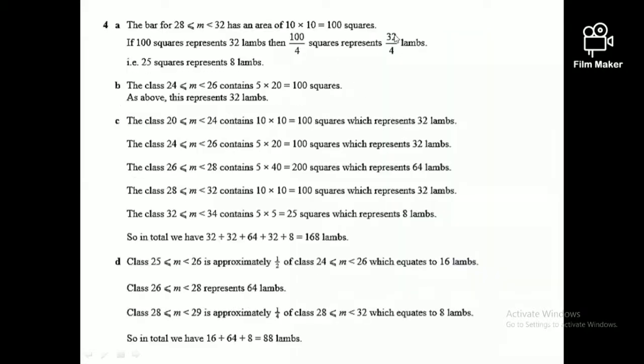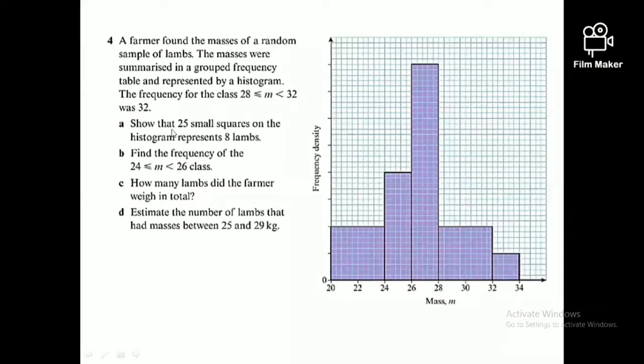Therefore, each box represents 32. Sorry. So you can say what happened here. Then after that, they ask about 100 squares. 100 squares represent 32. Then what we need is they ask us to show that 25 small squares represent 8 lamps. So 100 squares are represented by 32.